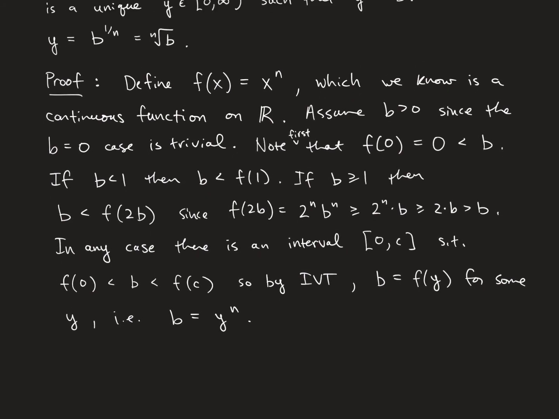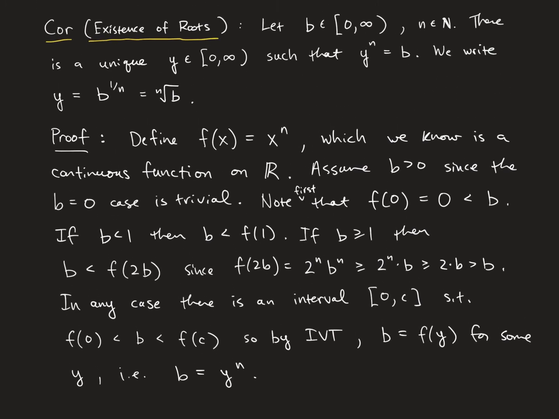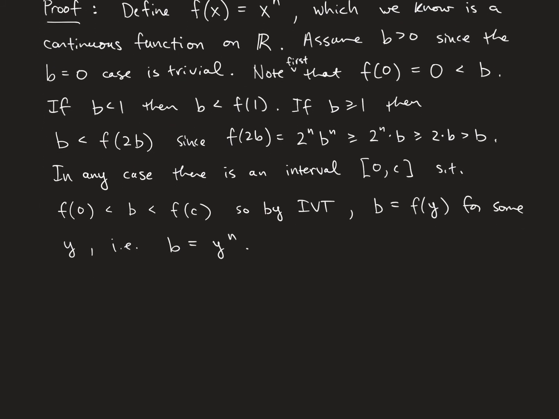And then we just would like to see that this y is actually unique. And one reason to say that is to say that this operation, this notation b to the 1 over n, defines a function, right? There's a unique non-negative real number associated to this b and this natural number n. So we can define a function there to see that y is unique.